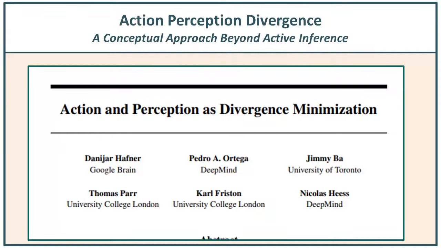Divergence minimization, 2022. And Hafner is first author, then Pedro Ortega, Jimmy Ba, Thomas Parr, Carl Friston, and Nicolas Heess. I'm pronouncing it Heess. My apologies. Last time I think I said Hess.